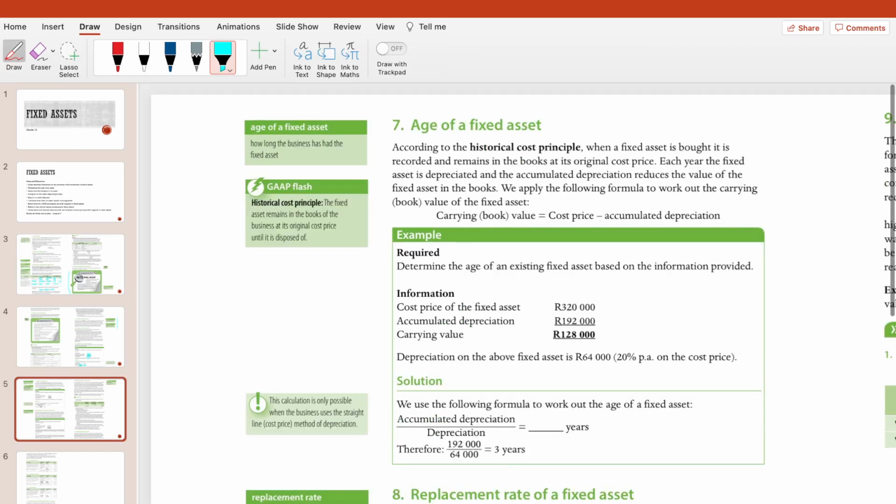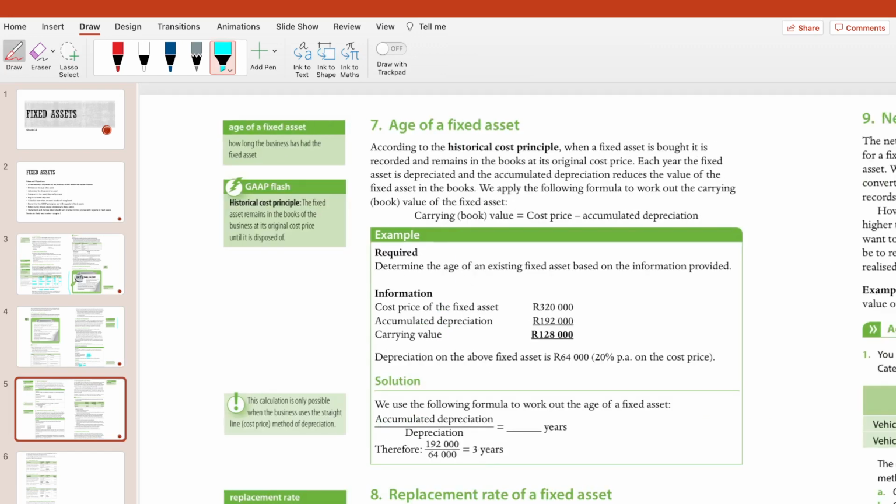So the age of a fixed asset: according to the historical cost principle, when a fixed asset is bought, it is recorded and remains in the books at the original cost price. Each year we depreciate that fixed asset, and the accumulated depreciation reduces the value of that fixed asset. So here is our formula. We have the carrying value of the fixed asset, that is the cost price minus the accumulated depreciation. And here's an example of that.